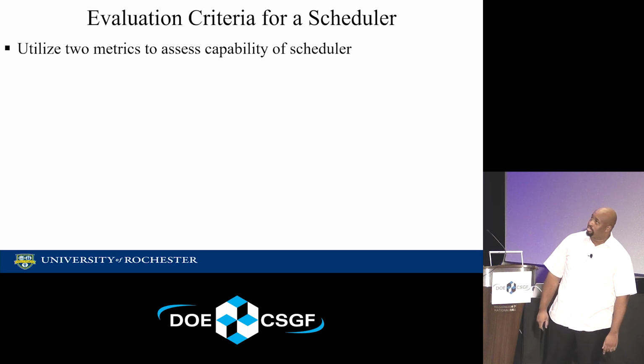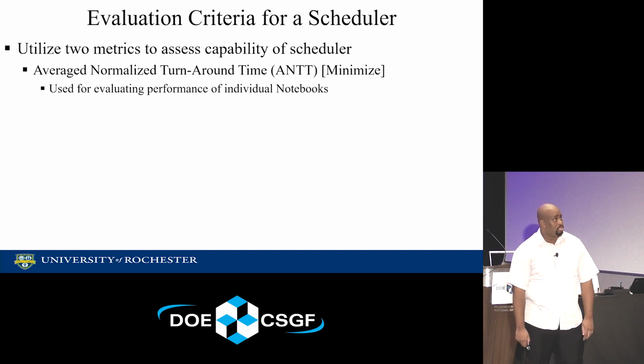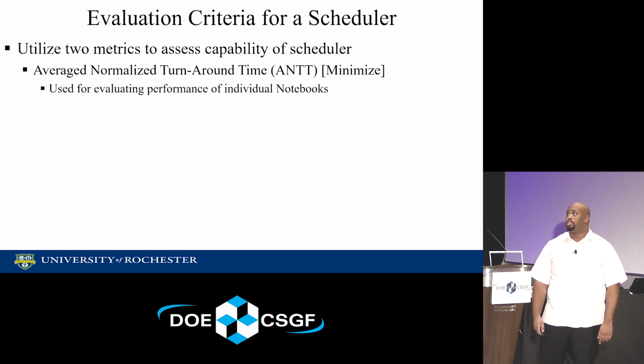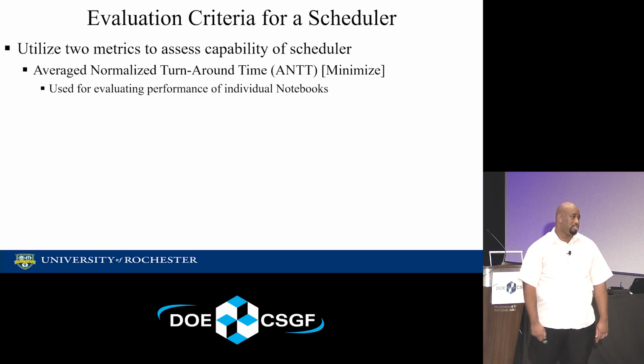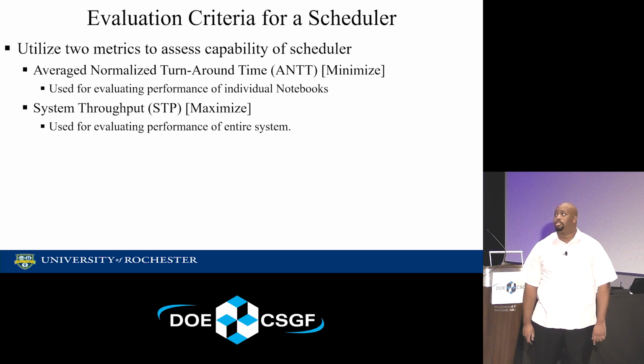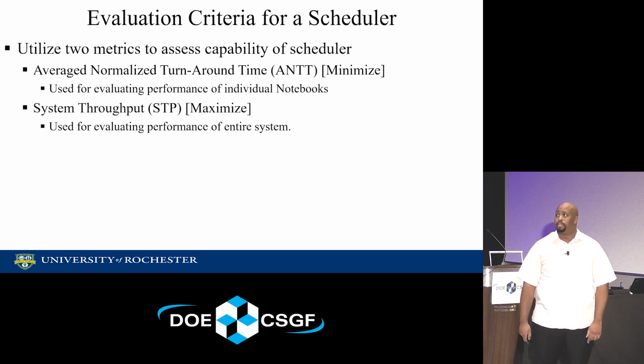To evaluate the scheduler, we utilize two metrics. One is averaged normalized turnaround time, ANTT, which is a smaller is better number. It basically is used to determine the performance of each individual notebook in the system. Then you have system throughput, which is a higher is better number, where it is used to evaluate the performance of the entire system.